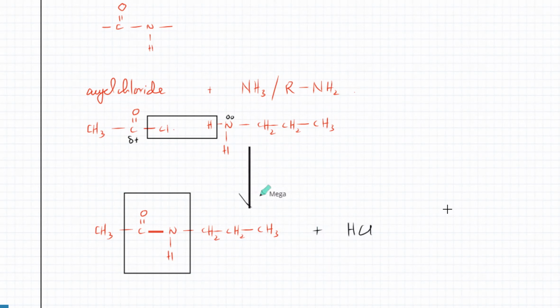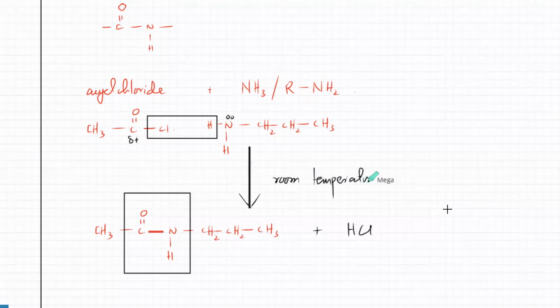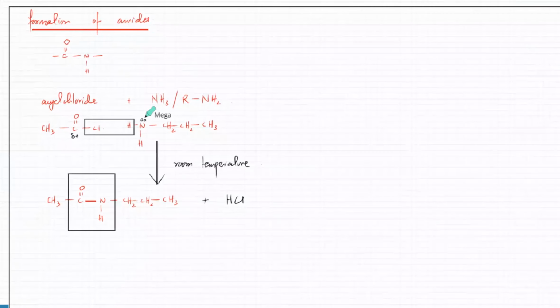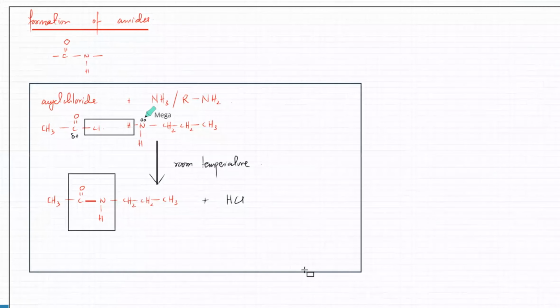And this happens at room temperature. No specific conditions required. You just mix them together and they would end up forming an amide. The reason the reaction is very fast is that the carbon over here in the acyl group has a very strong positive charge. So it's very strongly attracted to the lone pairs that you see over here. So that's one important reaction. That's how amides are formed.